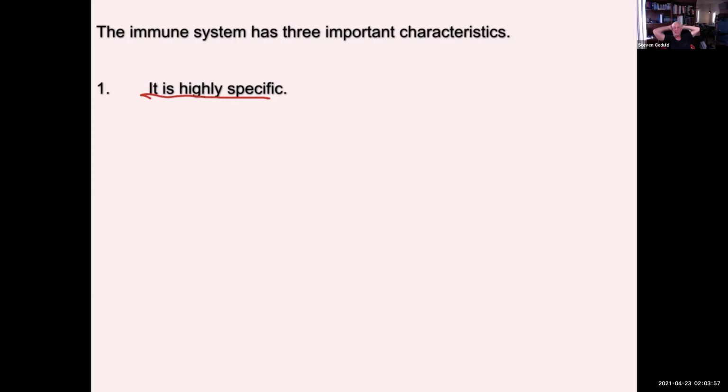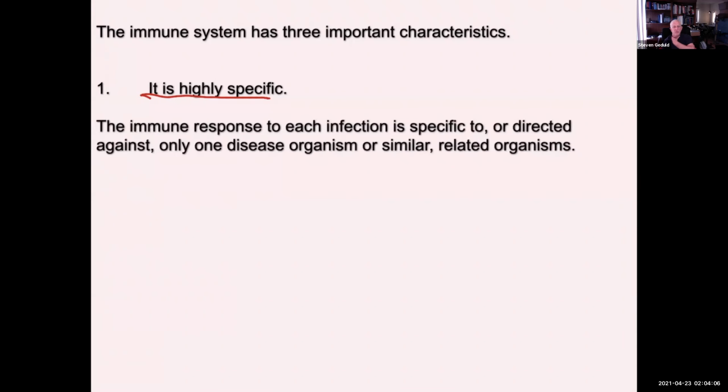You cannot just attack any cell at once. You have to attack only cells that are foreign to your body. The immune response to each infection is specific, or directed against only one disease organism or similar related organisms. Remember, the CDC gives you 20 different markers in their flu vaccine. So you're inoculated against those 20, but not against the 21st or 22nd one. It's very specific. It's against that one disease.